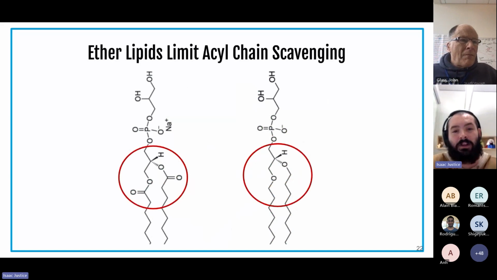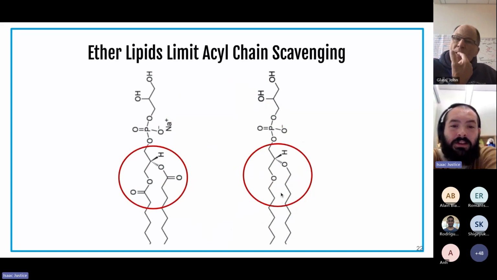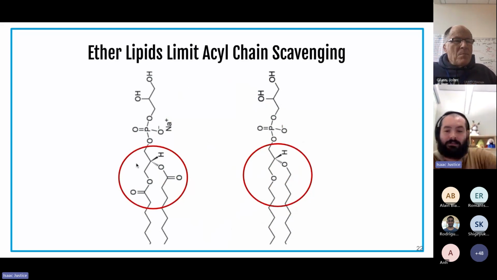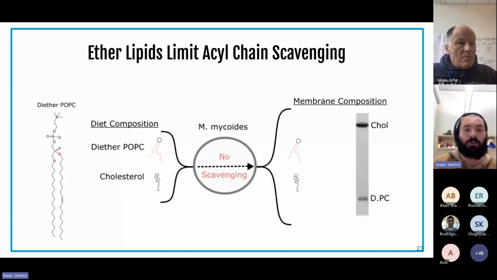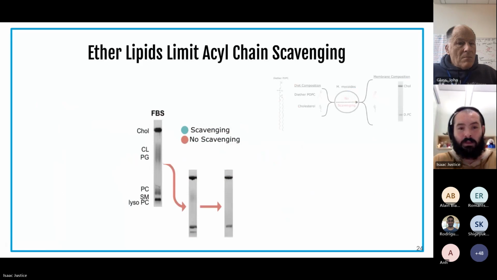So the question was, can we develop a simpler living membrane? And to do that, we turned to ether lipids. These are synthetic lipids that have ether rather than ester linkages, and mycoplasma and Syn3 don't have lipases capable of cleaving these ether bonds. So what we should see is that from a diet of only 2 lipids, we achieve a membrane with only 2 lipids.